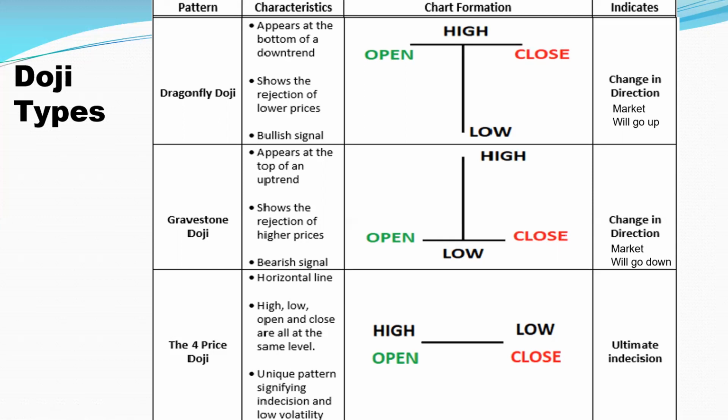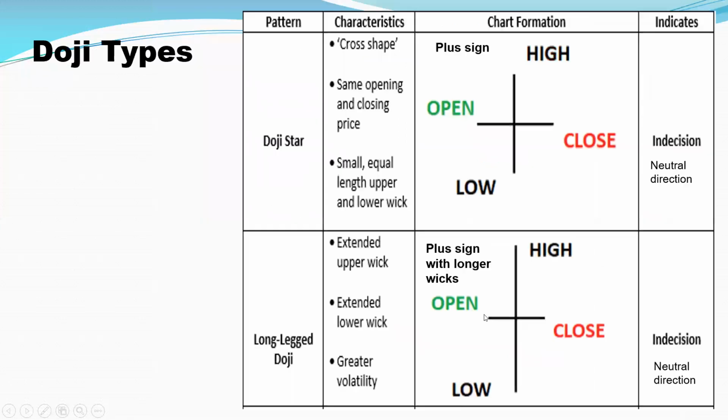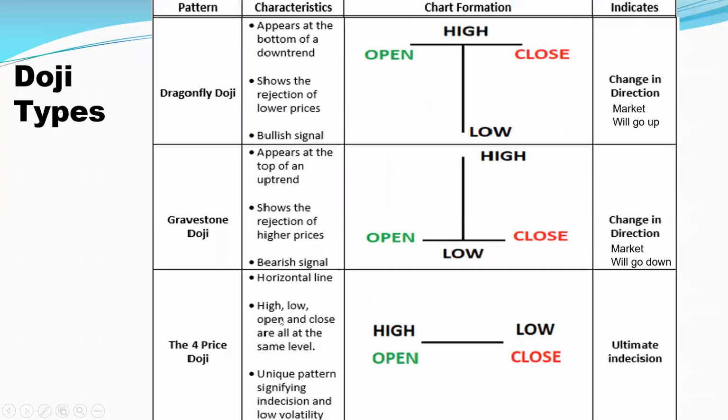So dragonfly, this looks like a dragon and this looks like a gravestone. कबर का पत्थर होता है वो. And this is a stock where you can see 4 price doji, meaning open, high, low and close are same. ये previous की तरह ही है, but only thing the high and low are also at the same level. So this is one candle which says that good decision in you.